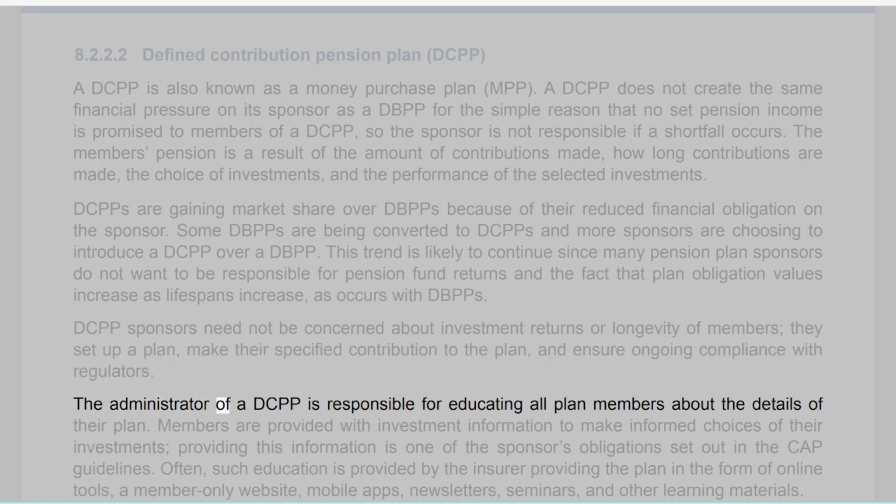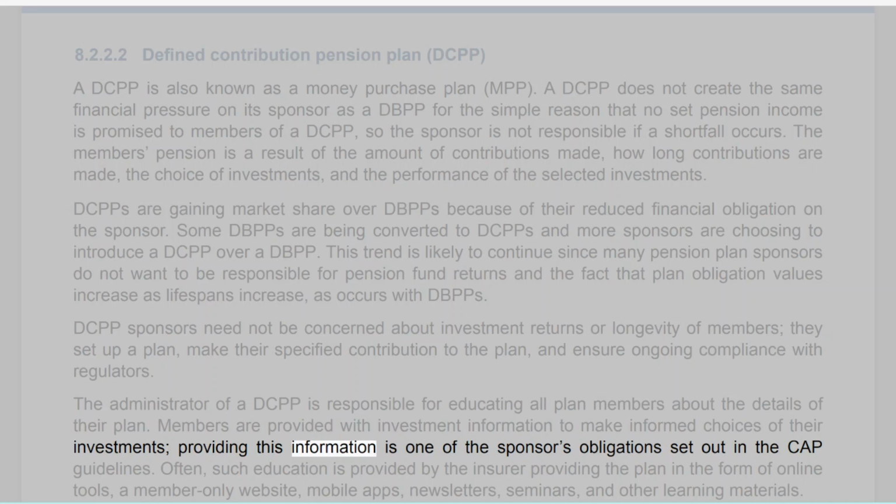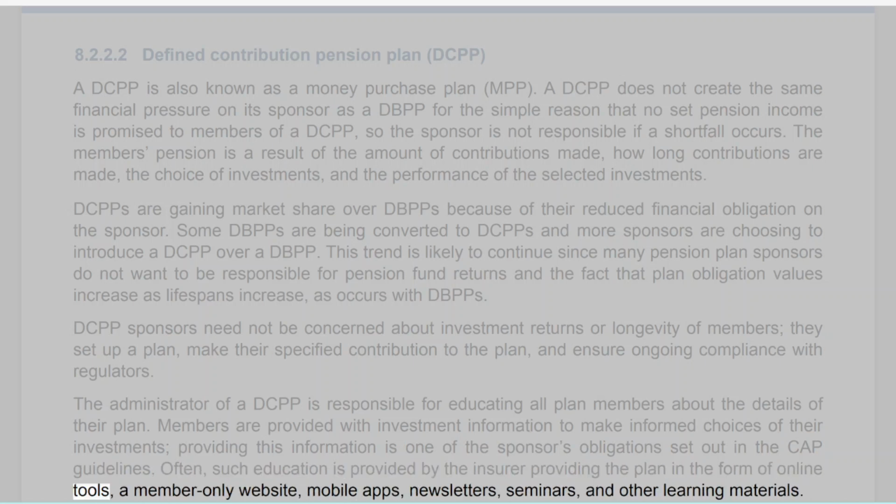The administrator of a DCPP is responsible for educating all plan members about the details of their plan. Members are provided with investment information to make informed choices of their investments. Providing this information is one of the sponsor's obligations set out in the CAP guidelines. Often, such education is provided by the insurer providing the plan in the form of online tools, a member-only website, mobile apps, newsletters, seminars, and other learning materials.